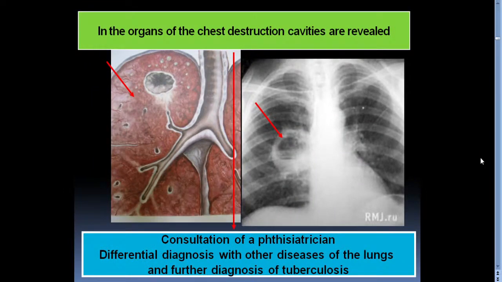If in the organs of the chest destruction cavities are revealed, there must be consultation of a physiatrician and differential diagnosis with other diseases of the lungs and further diagnosis of tuberculosis. On this X-ray picture, you can see a cavity in the right lung.